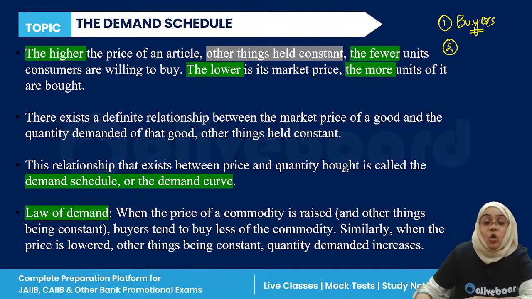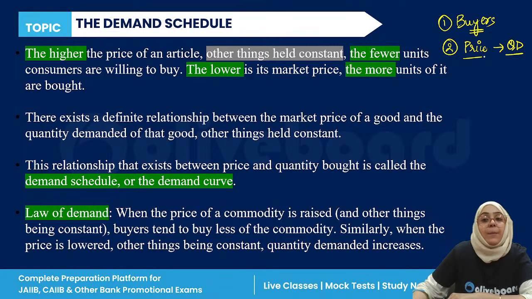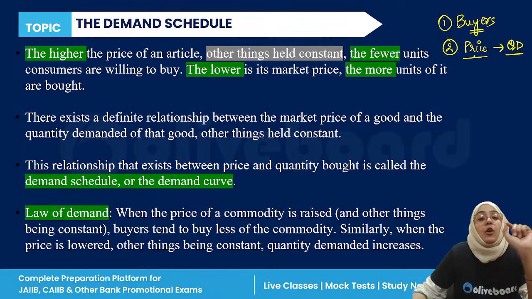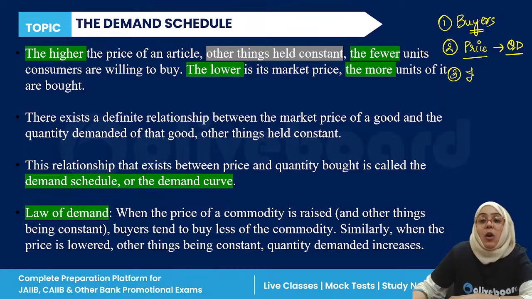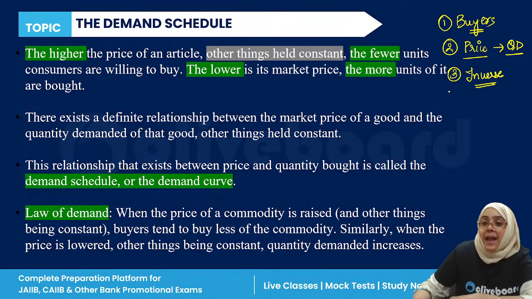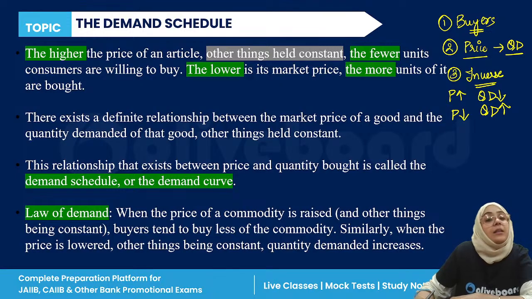Second, the law of demand tells you how a change in the price of a particular product affects the quantity demanded by the buyer. Means if the price of a particular product is changing, how does it affect the quantity demanded? That is the law of demand. Now, the third important point: it always has an inverse relationship. As the price of a particular product increases, the quantity demanded of that product decreases. And as the price decreases, the quantity demanded increases.